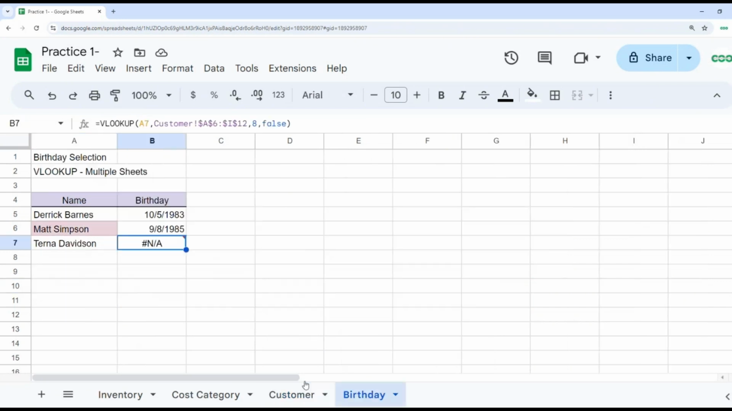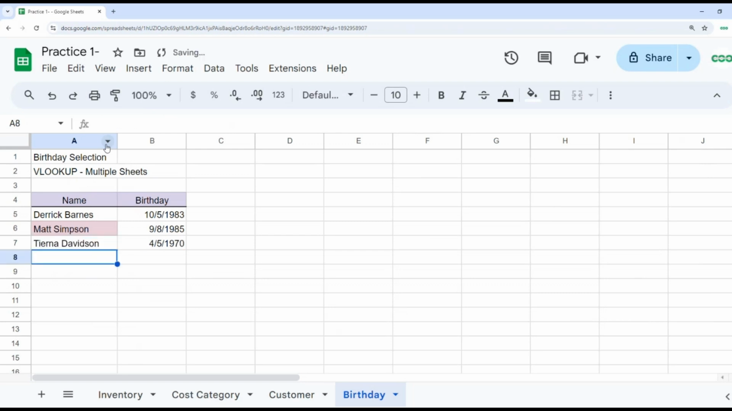Now let's look at the birthday sheet. Here's the issue. Tierna is misspelled without the I. Let's correct her name and see what happens. Add the I to cell A7, and her birthday of April 5, 1970 is the correct result.